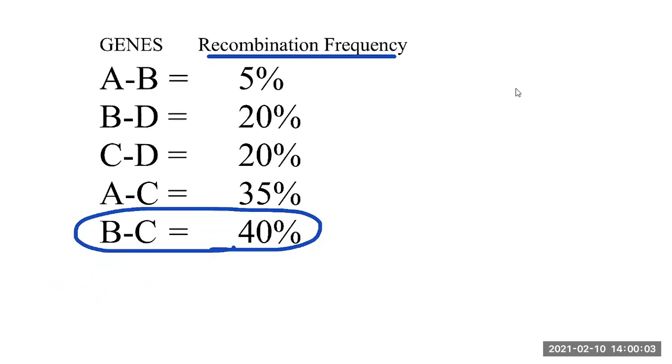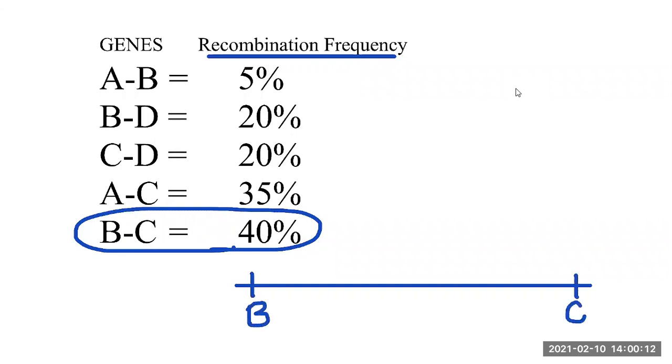So if this was a chromosome, I'm just going to draw a horizontal chromosome here. If this was an actual chromosome, I could put B and C at the 2 ends. And I know that the distance between them is 40: 40 map units between B and C. Now I have to figure out where all my other genes fit. Where does D and where does A fit on this chromosome?